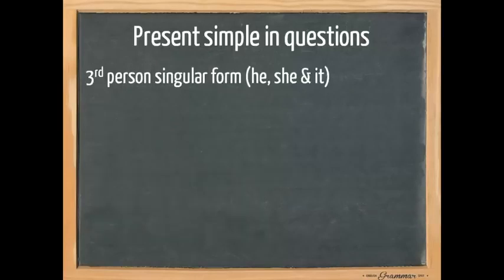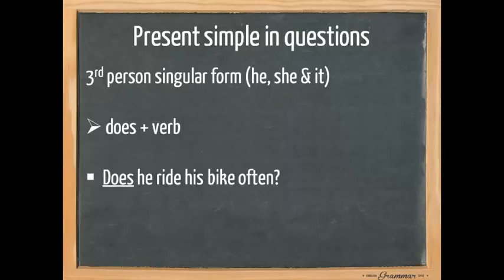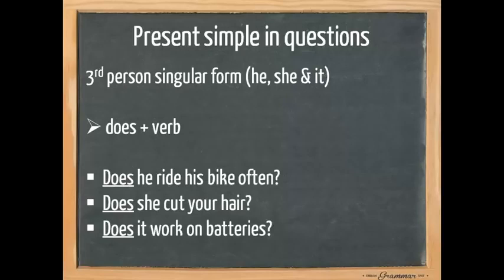For the third person singular form, we also use the auxiliary verb to do, but we conjugate it to does and the infinitive form of the verb. Does he ride his bike often? Does she cut your hair? Does it work on batteries?